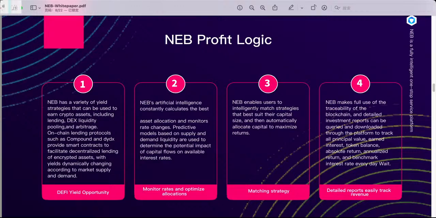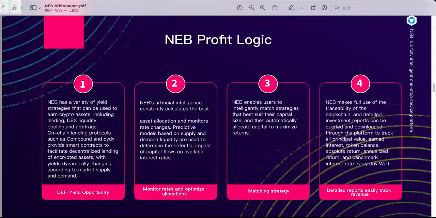And we will go through the full profit logic for the DeFi NEB project. First of all, the DeFi NEB yield opportunity. As I said before, it goes to the top miles to get the high profit for the investors. And so that's why you guys can get the high yield, because the DeFi NEB automatically goes to the high DDEX to do the transactions like Compound and dYdX. This is the first profit logic of the DeFi yield opportunity.